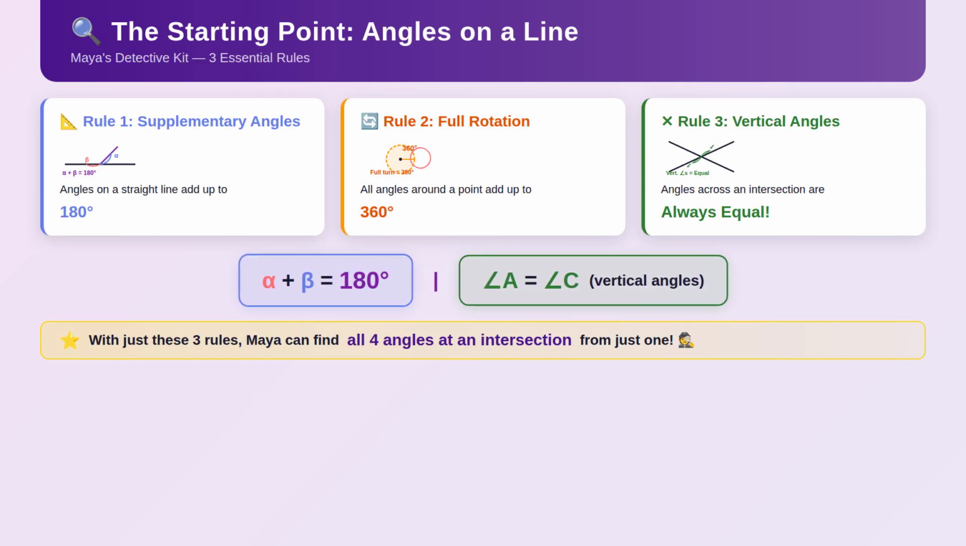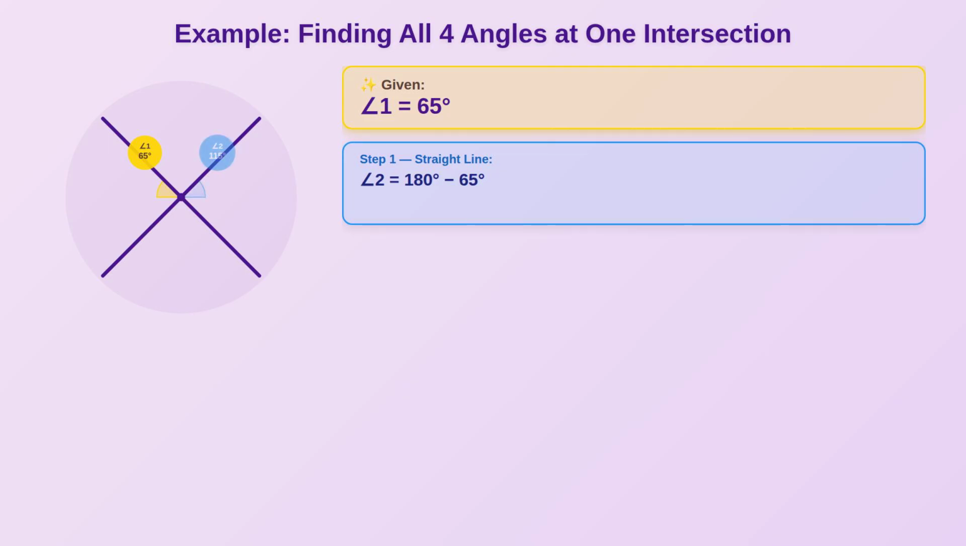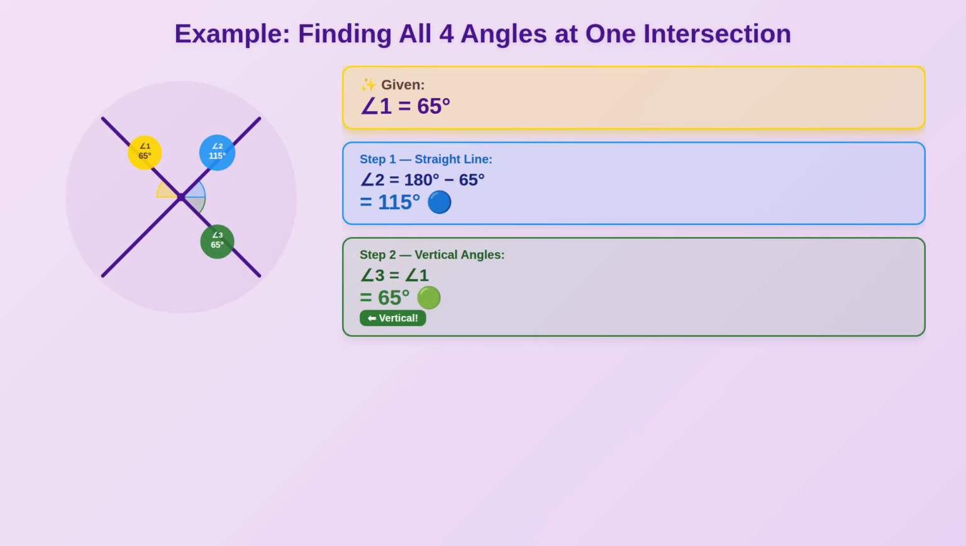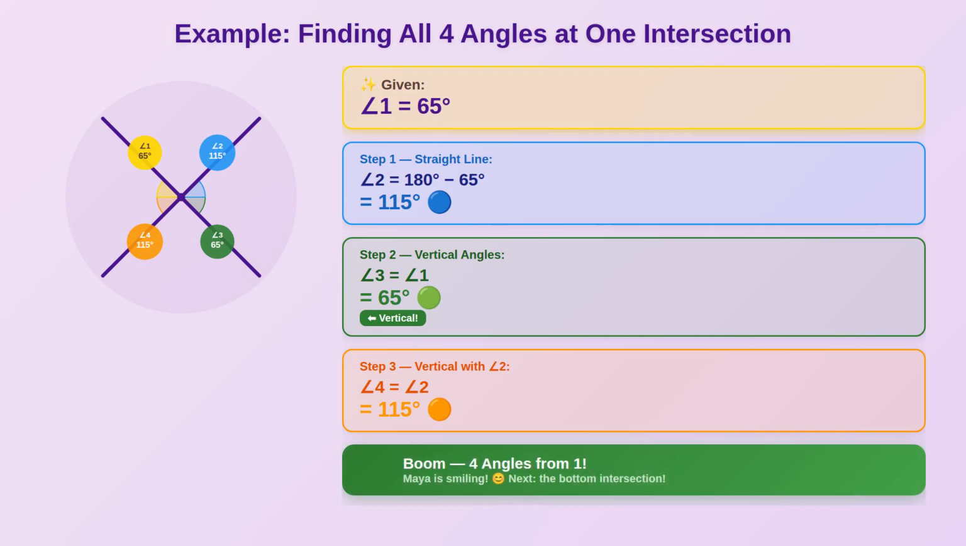Let's see how. Maya is told that angle 1 equals 65 degrees. Let's find the other 3 angles at that same intersection. Angle 2 is on a straight line with angle 1, so angle 2 equals 180 minus 65, which is 115 degrees. Now, angle 3 is directly across from angle 1. They're vertical angles, so angle 3 also equals 65 degrees. And angle 4 is vertical with angle 2, so angle 4 equals 115 degrees. Boom! 4 angles from 1.